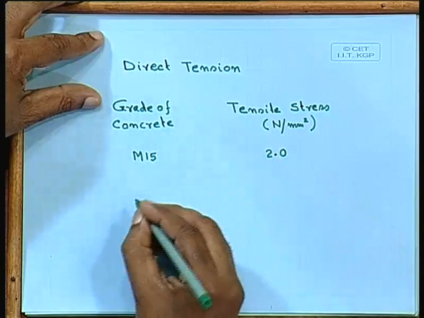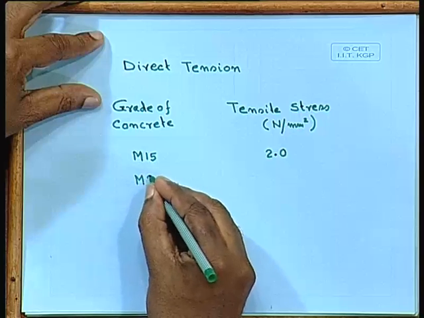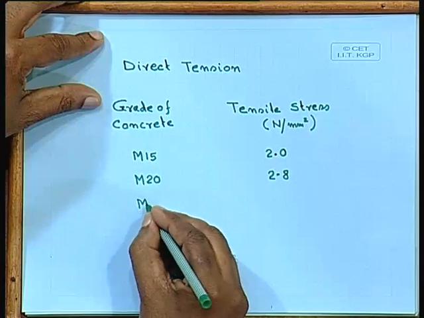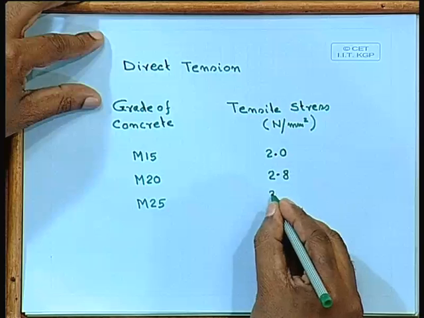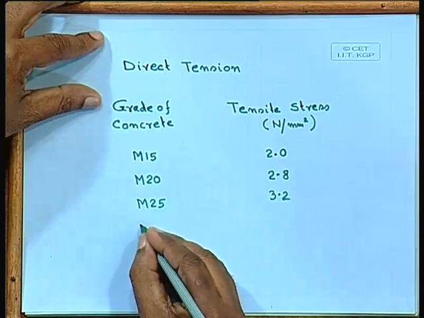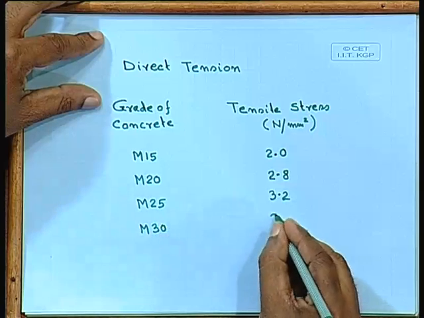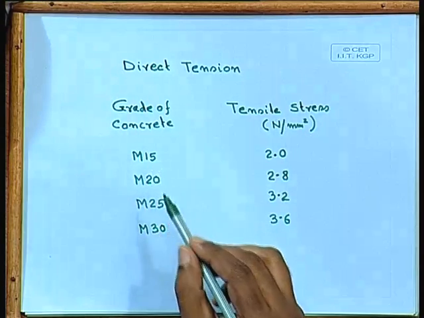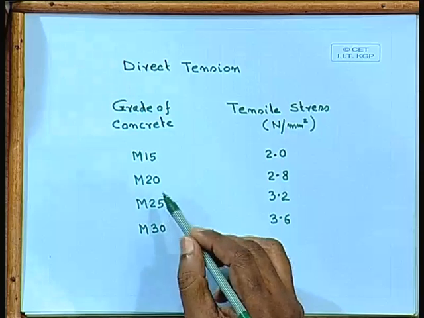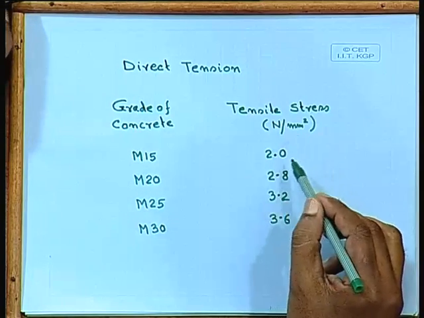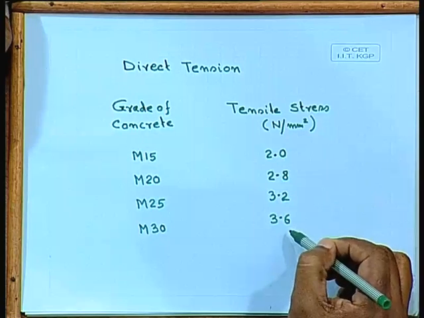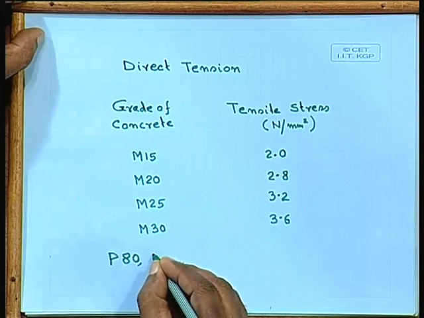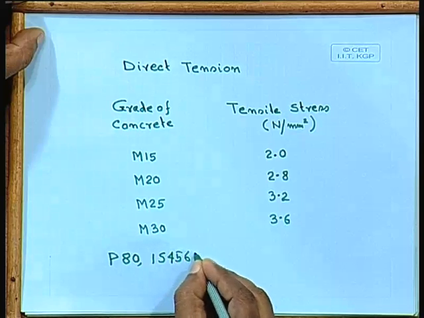the permissible stress is 2.0 Newton per square millimeter, M20 2.8, M25 3.2, M30 3.6. There are so many others, but we shall consider M15, M20, M25, M30. Generally, we consider RCC of M20 and M25. So, our tensile stresses are 2, 2.8, 3.2, 3.6, and this is from page 80, IS 456 2000.